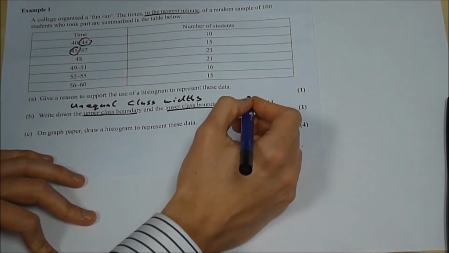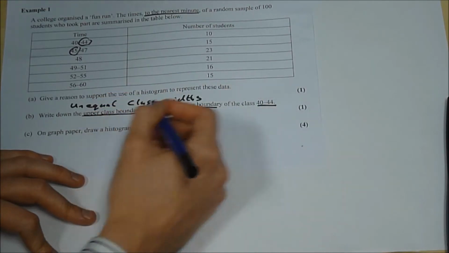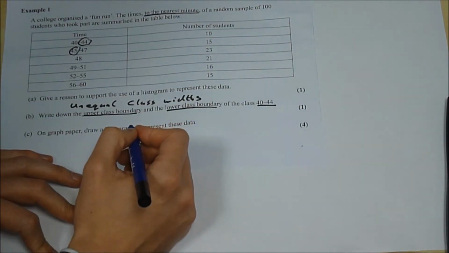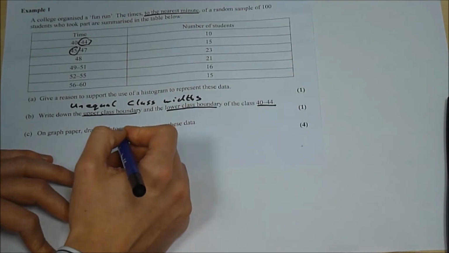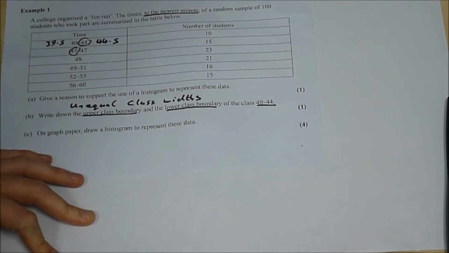So half a unit lower than 40 is 39.5. The gap is 1 between each group to the nearest minute. So half a unit, half a minute, is 39.5 for the lower class boundary down here. We've got 39.5 as our lower class boundary. And then for the upper class boundary, we're going to do half a minute on. So that would be 44.5 minutes as the upper class boundary.